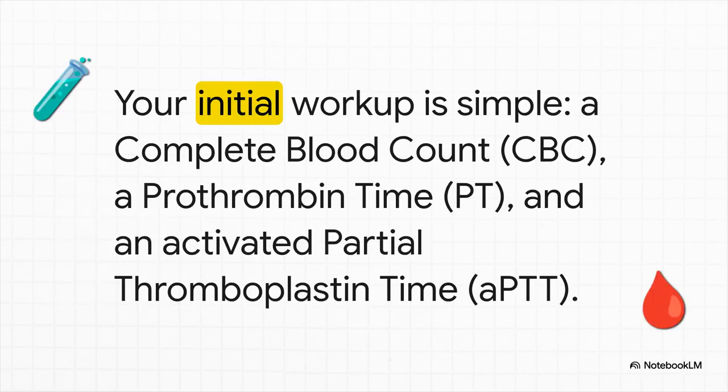So once you have that detailed history, your initial lab workup is actually pretty straightforward. You just need 3 simple tests: a CBC to look at the platelet count, and then your PT and APTT to screen that coagulation cascade we just talked about. See, the history you just took is what's going to let you make sense of these results.